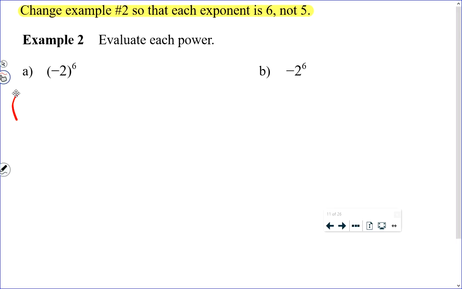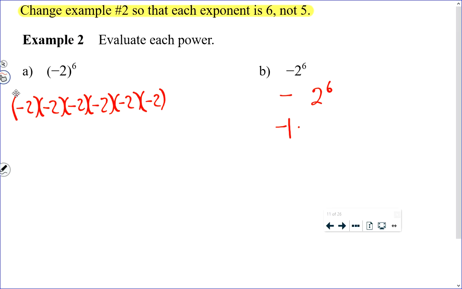So negative 2 raised to the 6 means negative 2 multiplied by itself 6 times. What have I got? 5 so far, 6. On the other hand, when we take a look at B, B is negative of 2 to the 6, which means negative 1 multiplied by 2 to the 6, which means negative 1 multiplied by 2, by 2, by 2, by 2, by 2, by 2.